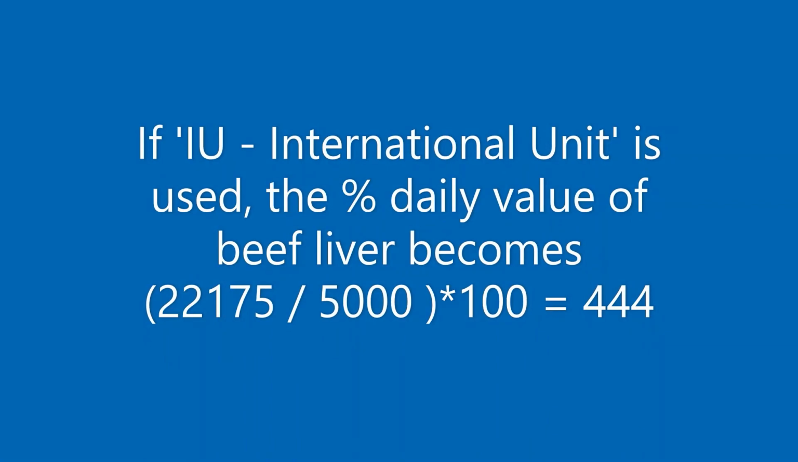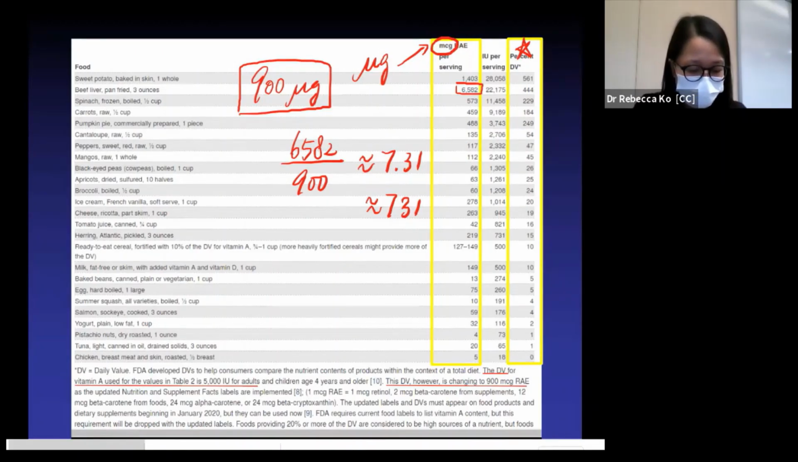If international units are used, we take 22,175 divided by 5,000, where 5,000 is the reference point. So here is the equation I showed you. That's why on the table you will see 444 as the percent daily value. Take 900 as the reference, take the RAE per serving of each food example and divide it by 900, and you will get the ratio. Take this ratio times 100%, and that is the percent daily value.